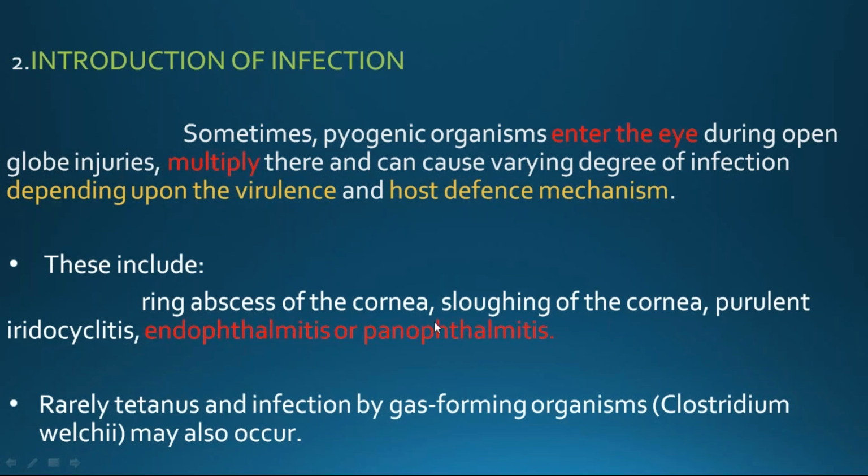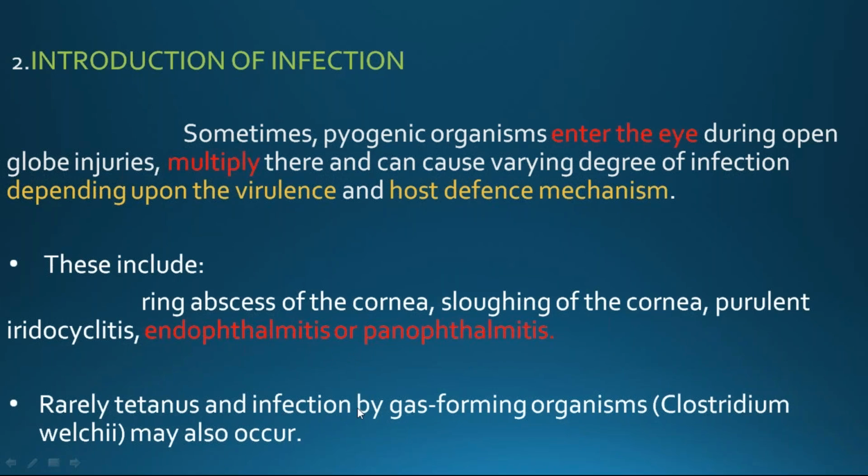What is the difference between endophthalmitis and panophthalmitis? Pan means when all the layers of the eyeball, including the sclera, Tenon's capsule, vitreous, uveal tissue, and all the layers are involved, it is called panophthalmitis. Endophthalmitis means only the inner layers, the vitreous and the uveal tissue, are involved. It is called endophthalmitis: inflammation of the inner layers of the eyeball. Panophthalmitis means involvement of all the layers, including the conjunctiva.